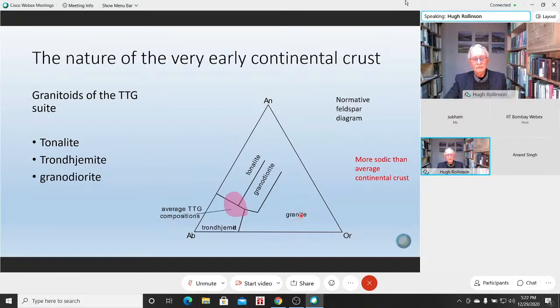And the average composition of Archean TTGs plot in this field here, somewhere between the tonalite, trondhjemite, and granodiorite compositions. And I haven't drawn it on, but about here where my pointer is, the average composition of the Earth's continental crust. And we see that the Archean crust is more sodic and less calcic than average continental crust.